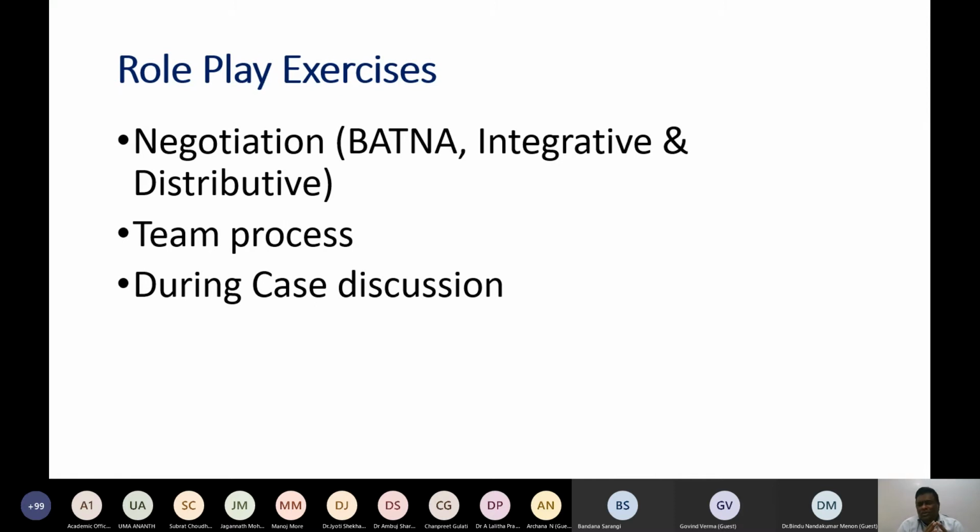So all these will come out of this negotiation. The meaning of BATNA, most importantly. So the lesson here is before you go for negotiation, strengthen your BATNA. How to strengthen your BATNA?